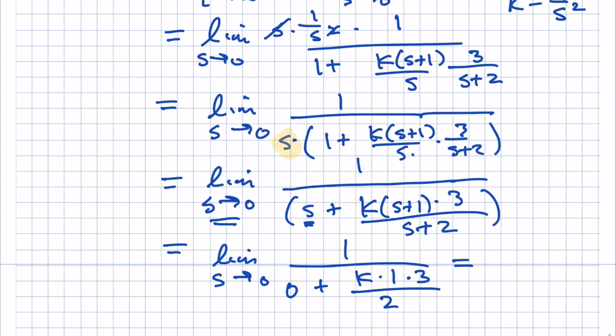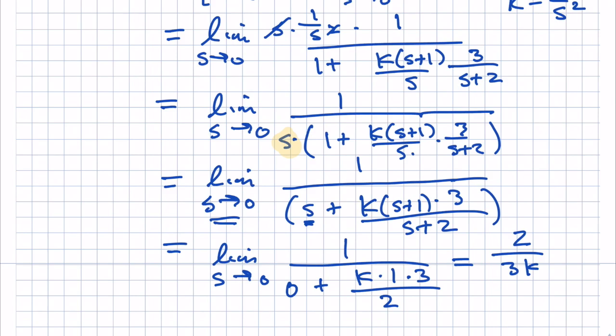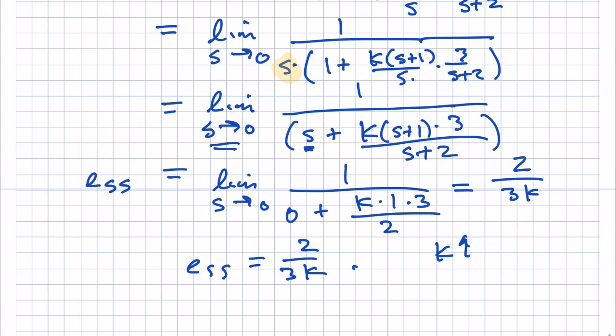Okay, so it looks like our answer is 1 over 3K, and then this 2 in the bottom would show up in the top. And so that is our steady state error, 2 over 3 times K. So sometimes I would ask, what happens to the steady state error as you increase the gain of the system? So as K increases, the steady state error would decrease because K shows up in the denominator.